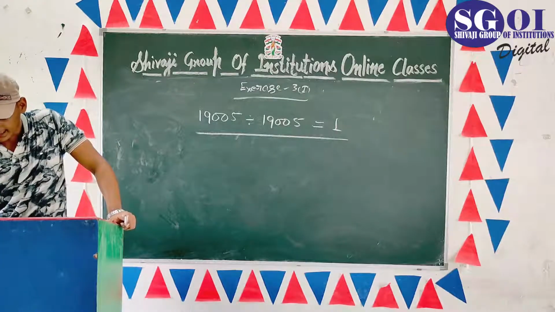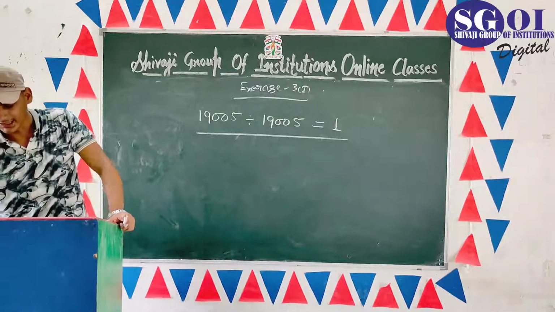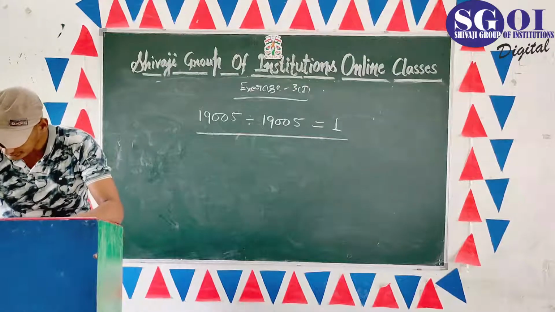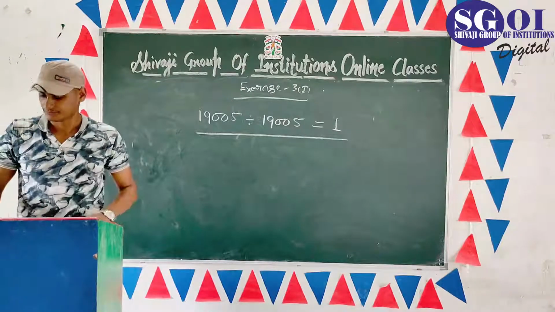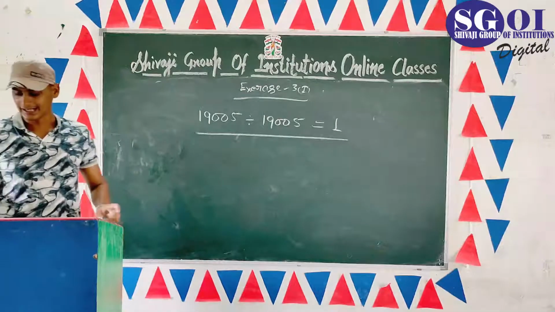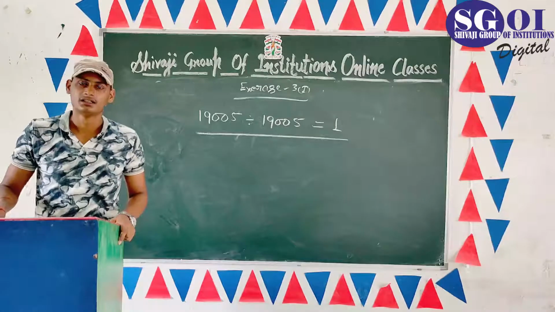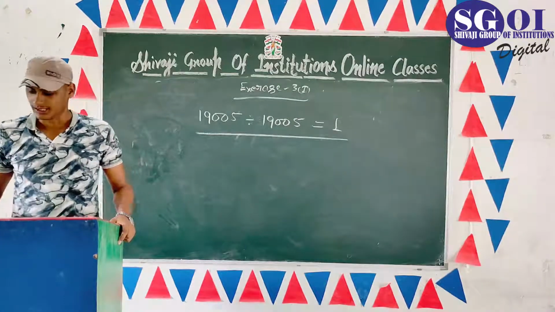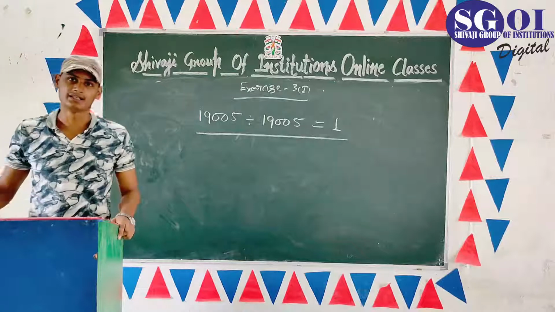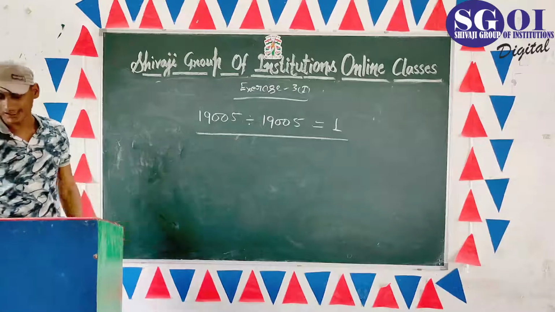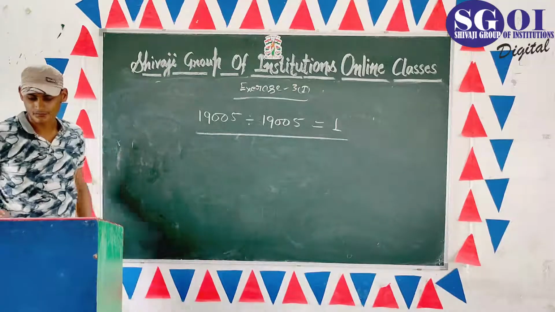Here, question number 9, 0 is divided by any number and the answer is 0. Okay, students. Question number 10, 80,396 is divided by 80,396 is equal to 1. As we know, when we divide any number by itself, we get the answer 1. Okay, students. So the answer is 1.